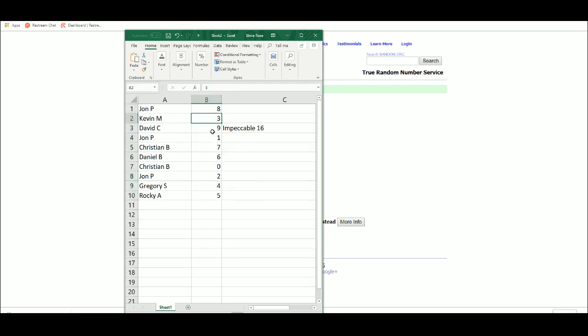John 8, Kevin 3, Dave C with 9, John 1, Christian 7, Daniel 6, Christian 0, John 2, Gregory 4, Rocky 5. Take a second, look over your spots.